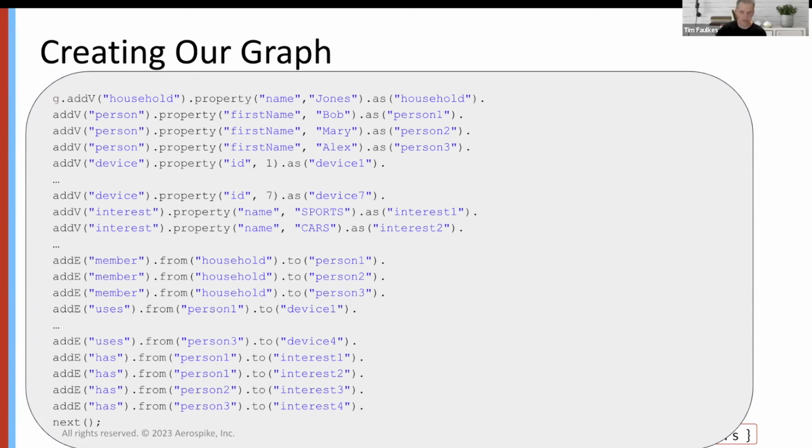So that big messy graph, which included the households and the people, the devices, the interests, I went and finished that off. So I said, okay, I've got my add vertex on my household. I've got properties on that. I create my household. And then I went through and added all the people, all the devices, all the interests, and so on. After I finished creating all my vertices, I went and added the edges.